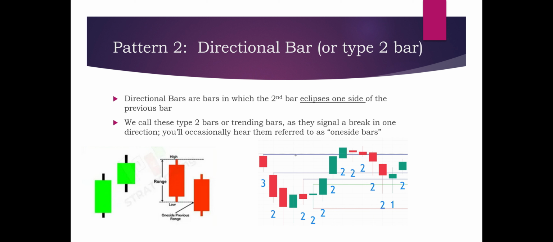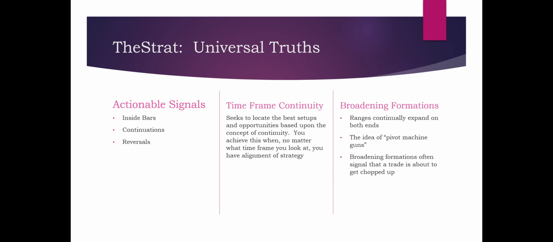But more importantly, if you know the direction and you know your levels, then you can start gauging the velocity of the trade and how much you're going to earn on it based on how many levels you're going to be able to take out over the course of that trade. We've been talking up to this point about universal truths, or what we call actionable signals, right? So those are your 3 types of candles: your inside bars, your continuations, your reversals.